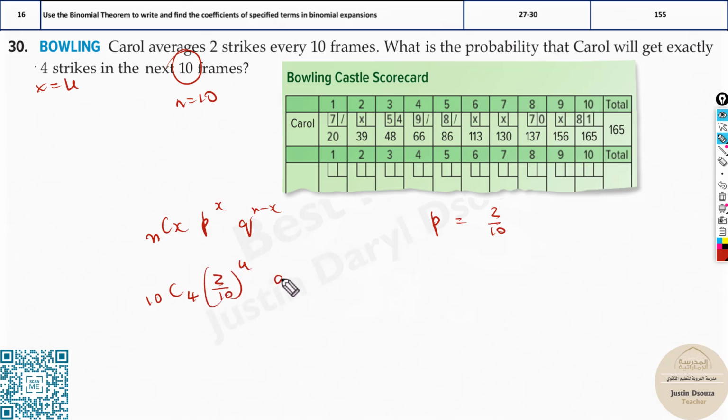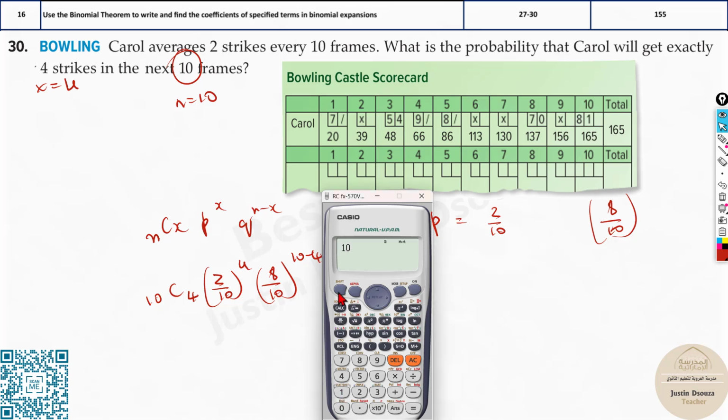We need 4 in that. And q is what? 1 minus that, so it's 8 by 10, isn't it? If she strikes 2 by 10, 8 by 10 times she'll fail, no strikes. So it's 8 by 10 to the power n, which is 10 minus 4. You can write it as 6, but since we are using calculators, directly put it in. Here it's 10, C by shift and this division symbol, then 4, multiply it with, open the brackets, 2 by 10, close the bracket, raise it to the power 4, and multiply this with 8 by 10, close the bracket and raise it to the power 10 minus 4.